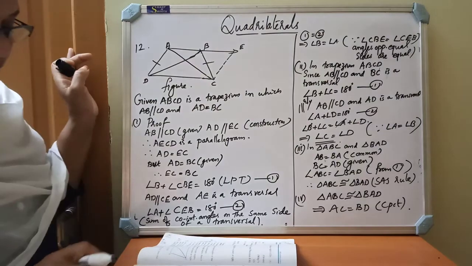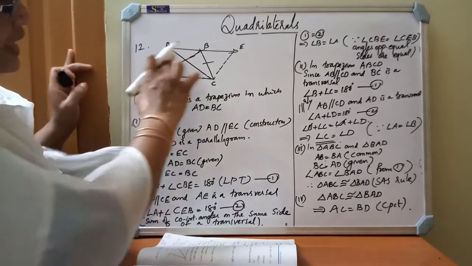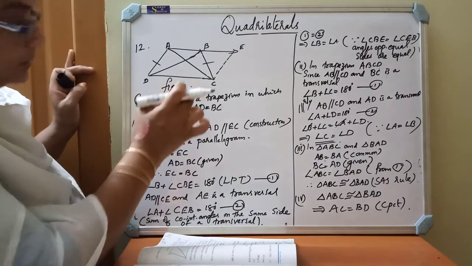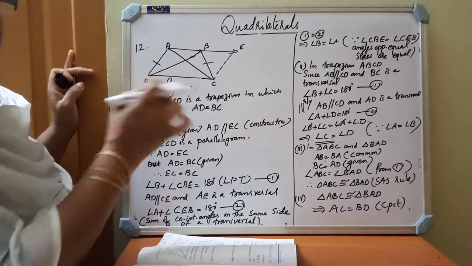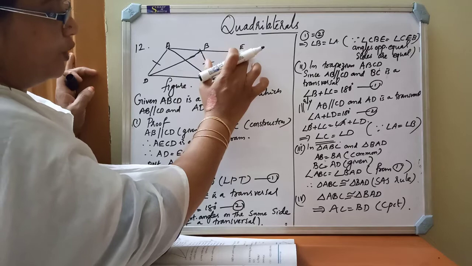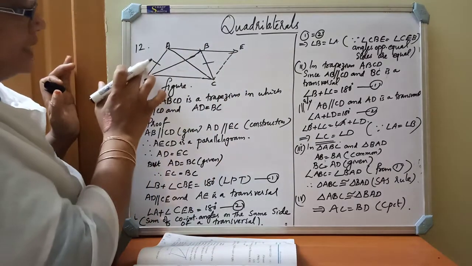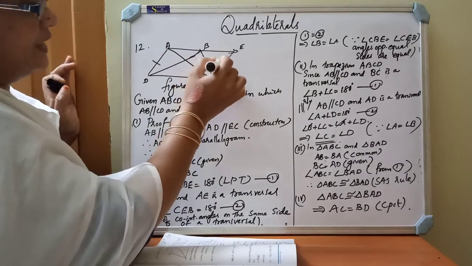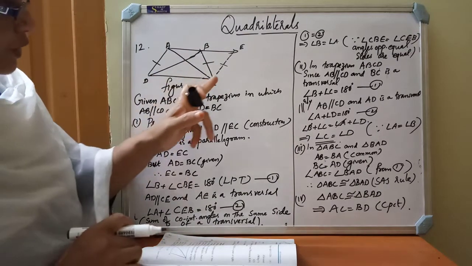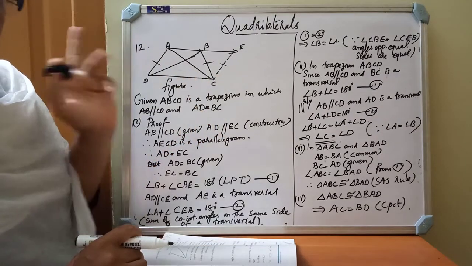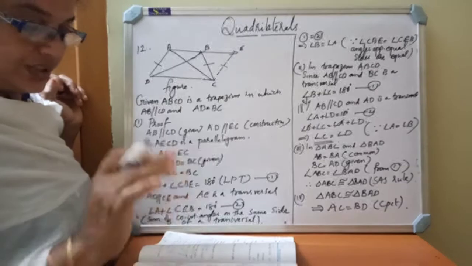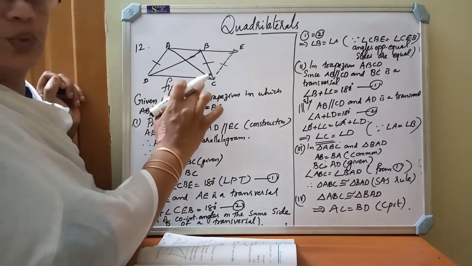For proving this result, they are given the hint that extend AB to E such that AD parallel to EC. They are asking you to extend the line AB to some point E. With this condition, they ask you to draw a line like this. That is also given in the textbook diagram itself. Sometimes they will not give the diagram, only the question data. That time you are supposed to draw the diagram.